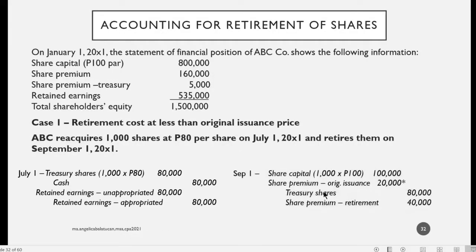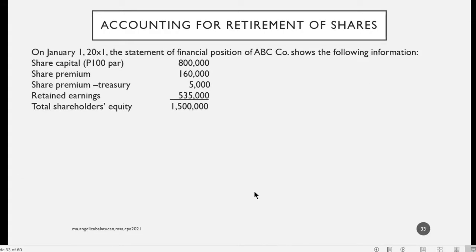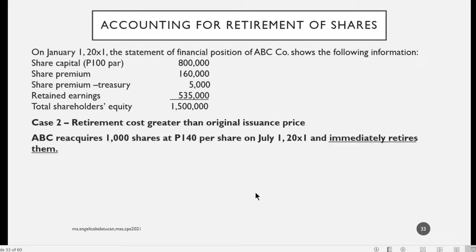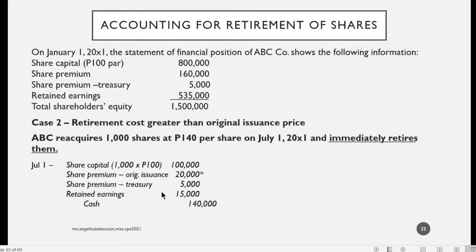In this entry, we bought the treasury shares and then we credit the treasury shares upon retirement. But since in this problem, the retirement is on the same date, the shares were bought and retired at once, so we just credit cash. There is no treasury shares account to close anyway. So we credit cash 140,000.